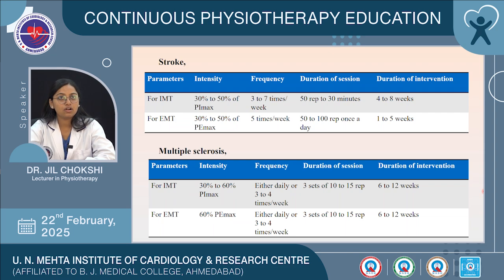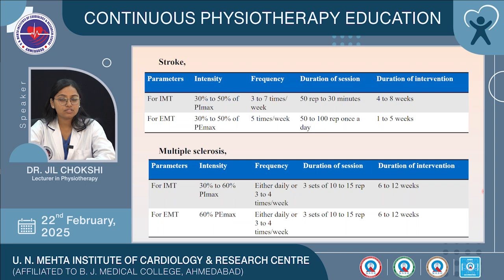Patients with stroke have to follow these FIT principles. For inspiratory muscle training, patients have to perform the training at 30 to 50% of PI max for 3 to 7 times per week, with each duration lasting 30 minutes for 4 to 8 weeks. For expiratory muscle training, patients should perform the training at 30 to 50% of PE max for 5 times per week, with each session once a day, with duration of intervention 1 to 5 weeks.